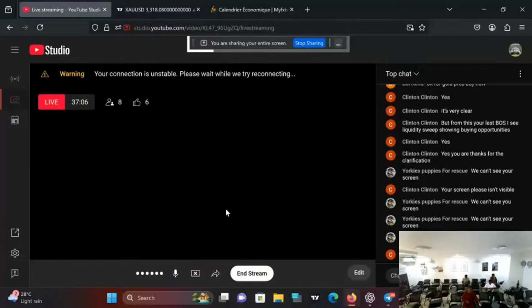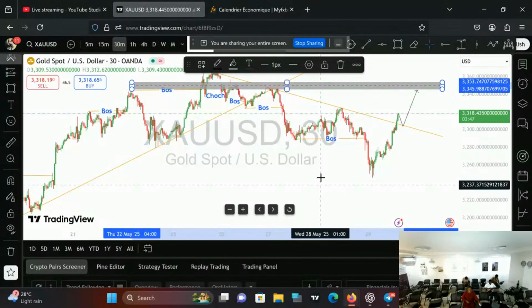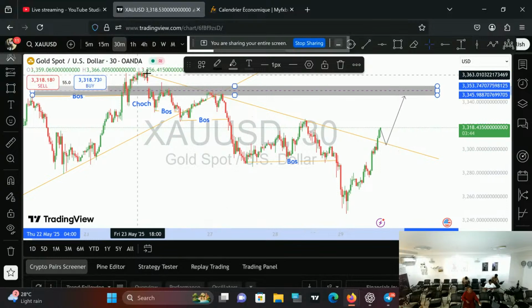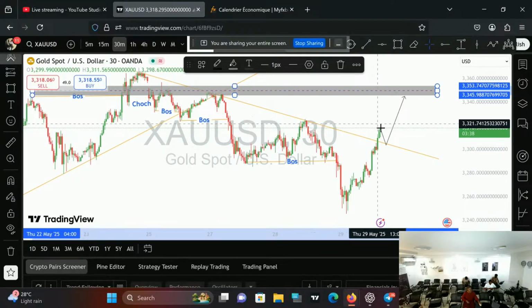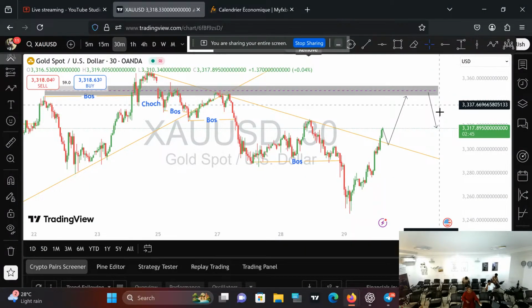Okay, let me reshare the screen. I hope you guys can see my screen now. I'll say that we can draw a trend line from this point now. And we see that when we drew the downtrend line, the market has broken this, and the market will continue buying up to that point.